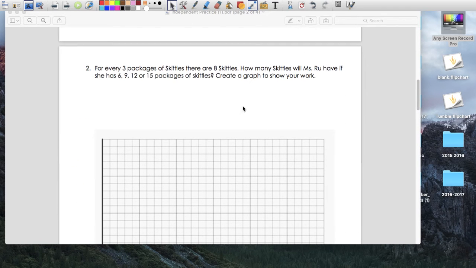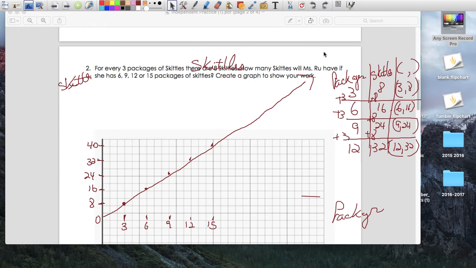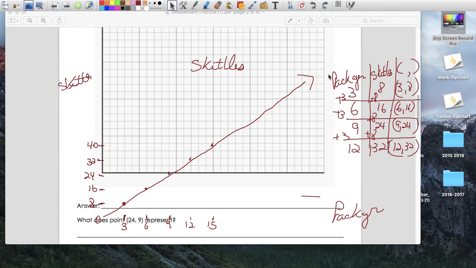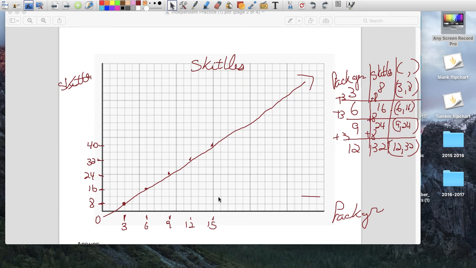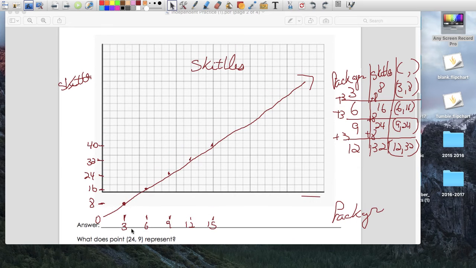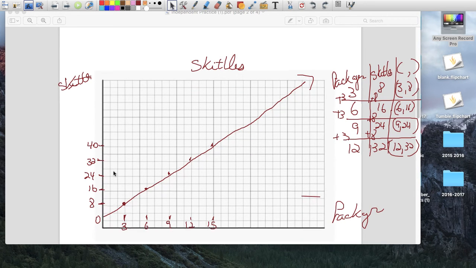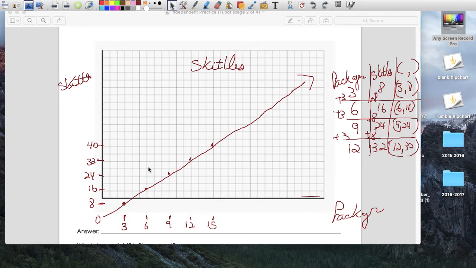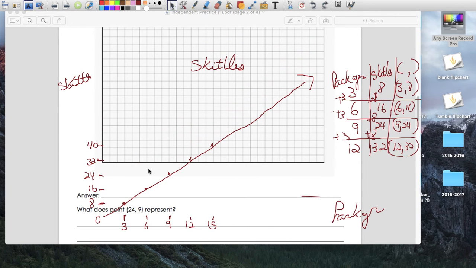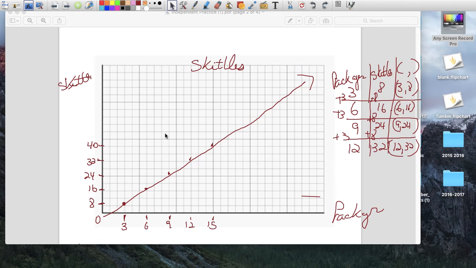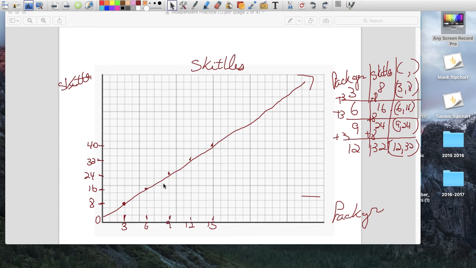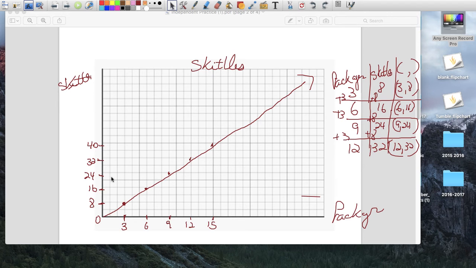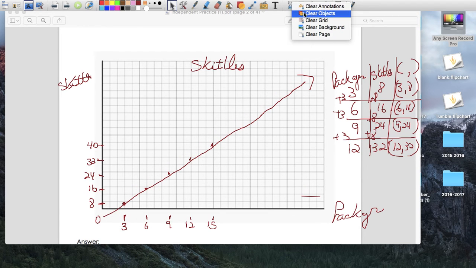What does 24, 9 represent? Oh, let me go back. Well, I guess they did it backwards, huh? Where they put 24 on the x-axis and 9 on the y-axis. So 24, 9 represents what? They put the number of Skittles here at the bottom, and packages up here. So represented backwards would be 9, 24. So with 9 packages, I can have 24 Skittles. That's basically what it means.